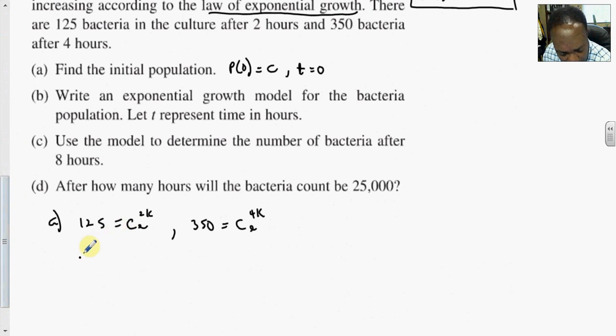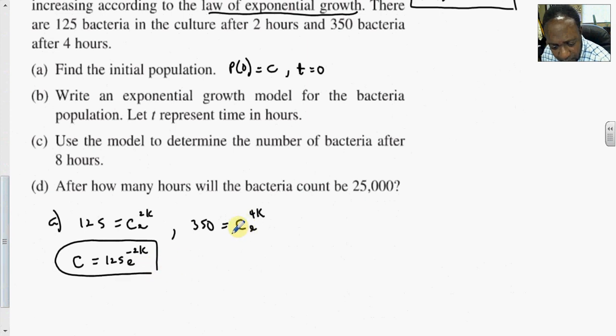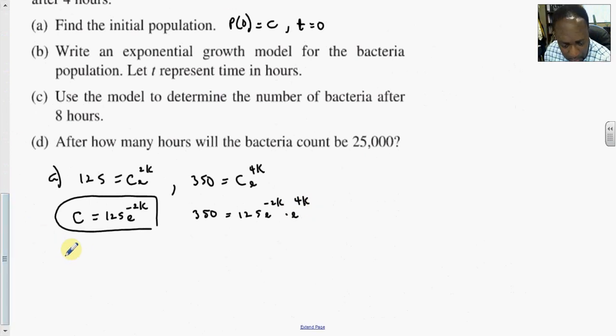So from the first one, notice that C is equal to 125 times e to the negative 2k, right? Now using that for the second equation, substitute this C with this expression here. So we get 350 is equal to 125 times e to the negative 2k times e to the 4k. Okay, good. So now 350 divided by 125 is equal to e to the 2k.